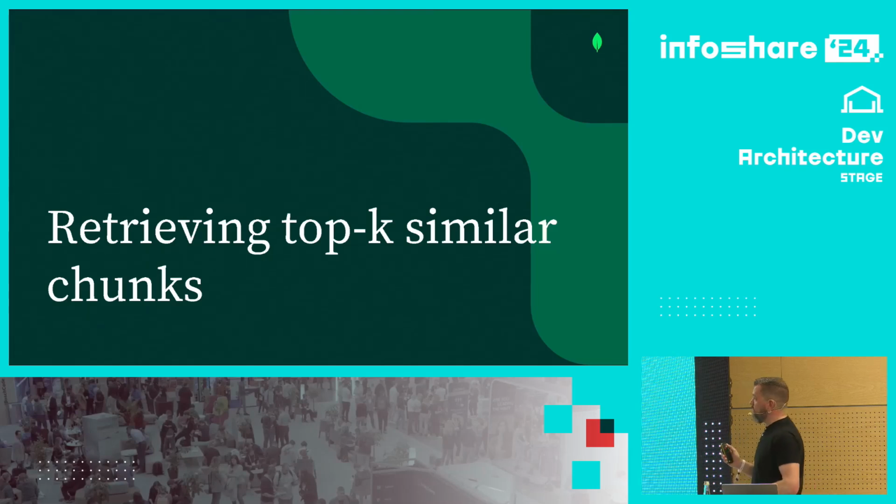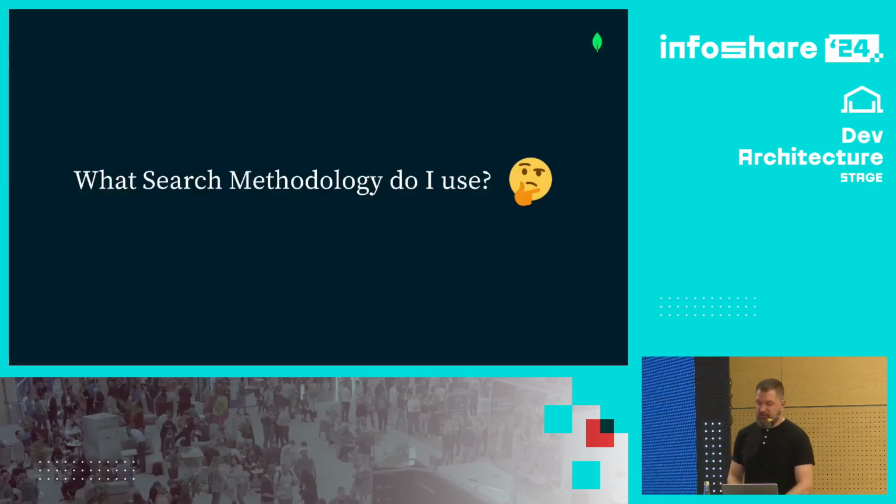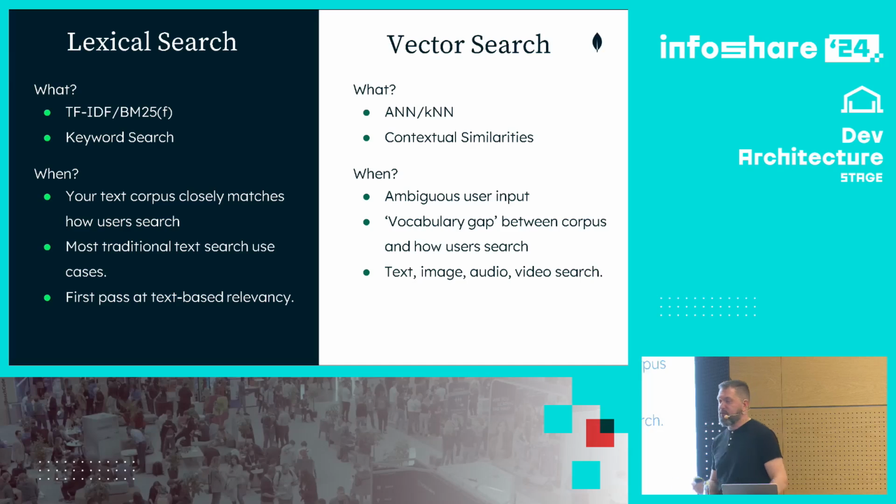So let's move on to retrieving the top k similar chunks. To look at this, we're going to look at some different methodologies for returning these. So far, we've only talked about vectors and vector search. But there's another common method called lexical search. Lexical search focuses on retrieving results based on exact keyword matches. Vector search, like we just talked about, retrieves based on contextual similarity.